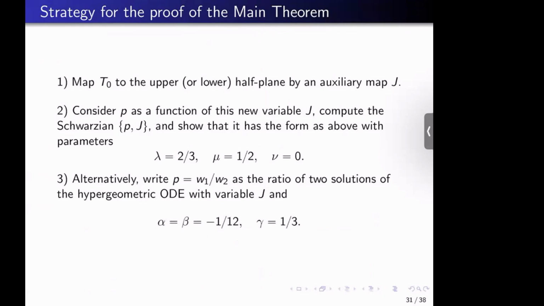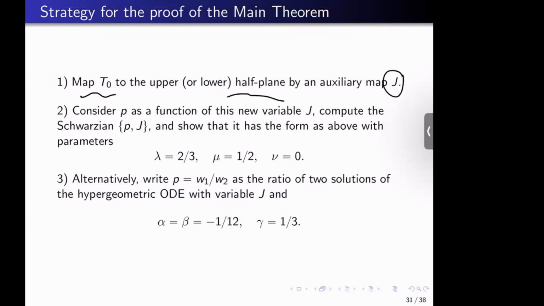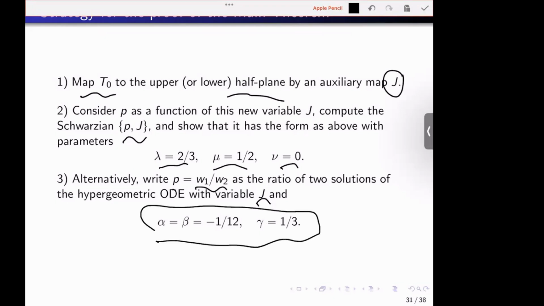So what we should do is look at an auxiliary map that maps this T naught to the upper half plane, and we should consider our P as a function of this new variable J that now lives in the upper half plane. And then we could try to compute the Schwarzian derivative of P with respect to this new variable J and show that it corresponds to a Schwarzian derivative that has the right type of angles, 0, pi over 2, and 2 pi over 3. Another approach is we can maybe try to express our T as a ratio of two solutions of the hypergeometric ODE with this variable J and these coefficients that we need to get the right angles.